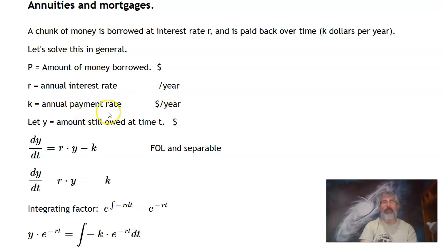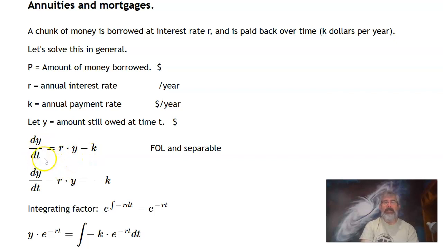Let K be the annual payment rate. So how much money are you paying every year? So that's in dollars per year. And we're going to let Y be the amount still owed at any time. So this is the function that's going to depend on time that we're going to try to solve for. And that, of course, will be measured in dollars. Okay. Now, here's the differential equation.